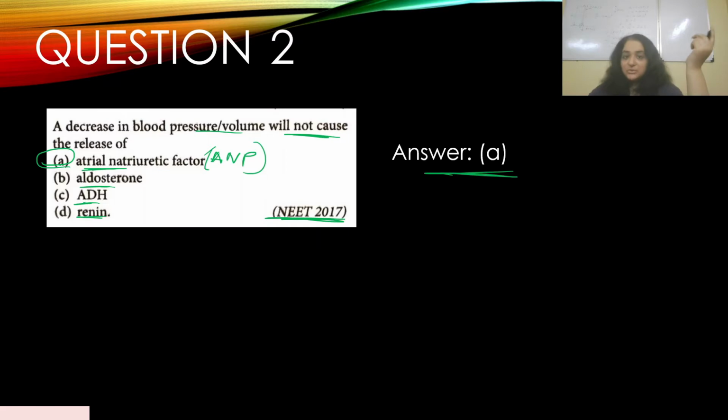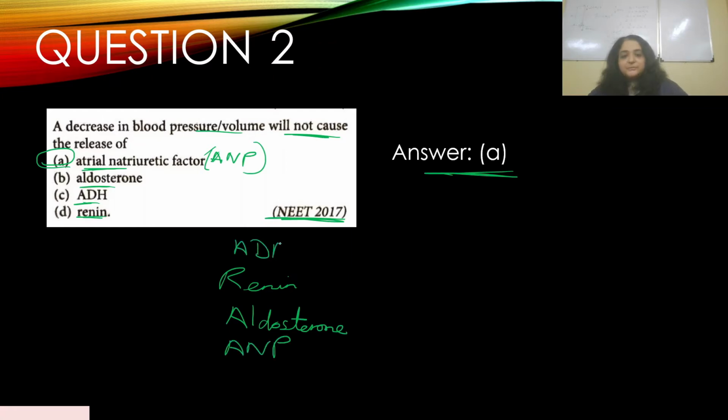Now that was also a quite recent question, NEET 2020. That means that this is a very important topic for you to be able to understand how renin, how aldosterone, how ANP and how ADH function, how they interact with the nephron and how they interact with each other. Please go and read these functions. So this is a very, very, very important topic in terms of NEET.